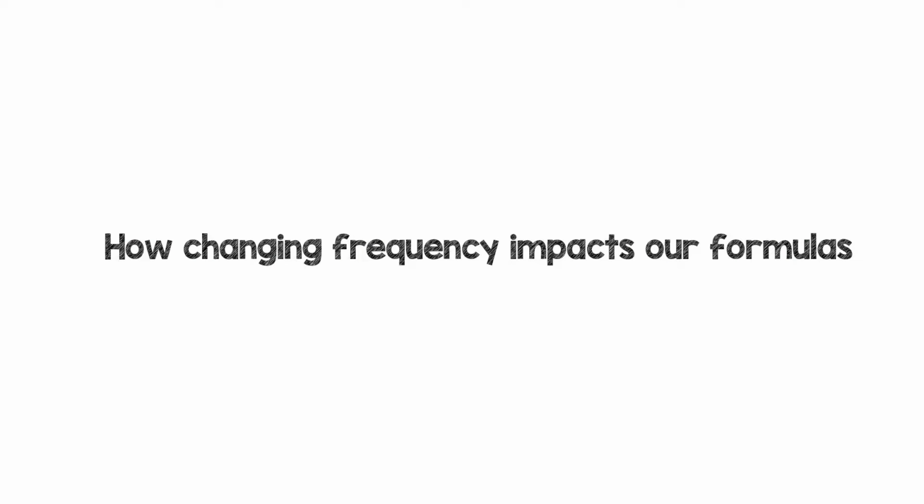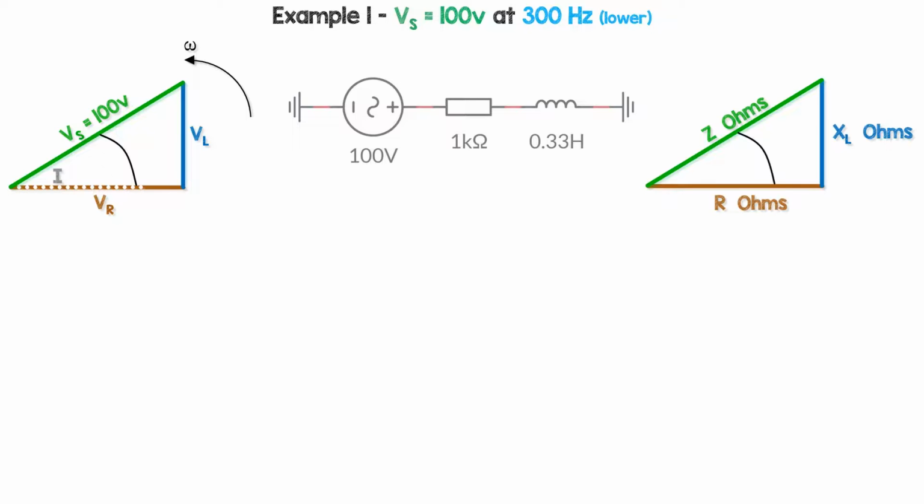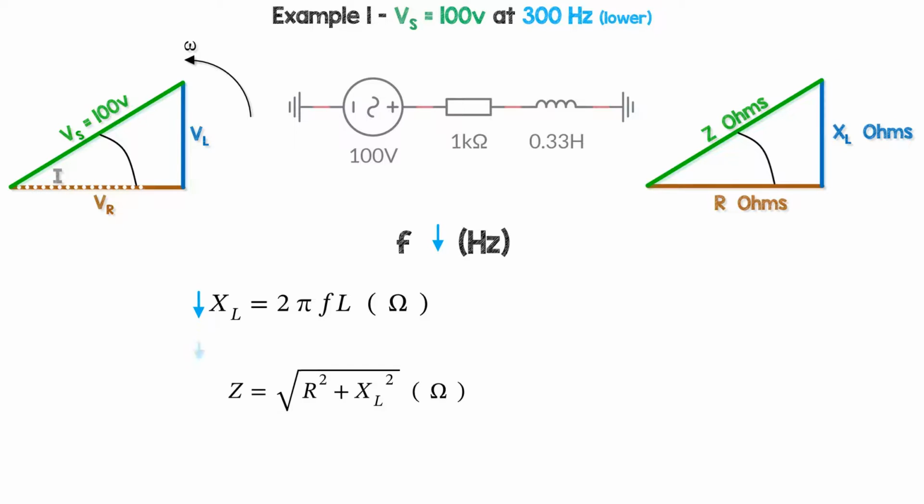How change in frequency impacts our formulas. Here's the RL circuit schematic diagram along with the voltage triangle and impedance triangle. At any frequency, the two triangles are technically similar in that they have the same internal angles. As we lower the frequency of the supply voltage on our signal generator, this reduces the inductive reactance. The knock-on effect is that the circuit impedance Z reduces slightly, and less impedance means more current, I. The reduction in reactance reduces the inductor voltage.